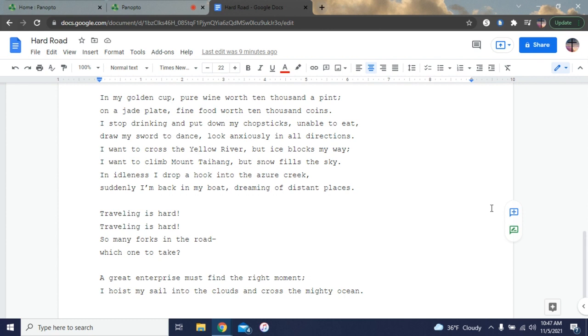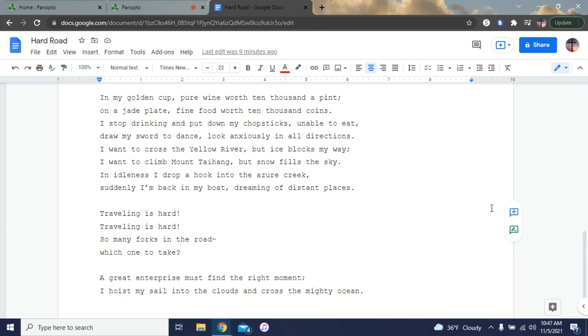Then we look at lines 3 and 4, and we see a metaphor when it says, I stopped drinking and put down my chopsticks, unable to eat. Really that's a metaphor for stopping. He's stopping what he's doing, the life that he's living, because he's not happy. And he looks anxiously in all directions. So he's leading up to making a decision, and he knows that he can't go on from this point.